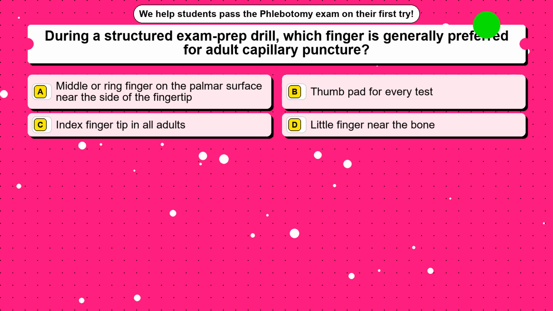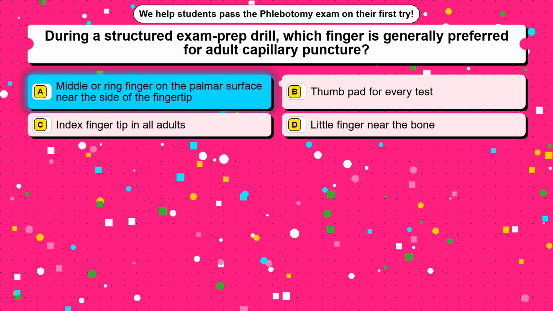Question 89. During a structured exam prep drill, which finger is generally preferred for adult capillary puncture? Option A. Middle or ring finger on the palmar surface near the side of the fingertip. Option B. Thumb pad for every test. Option C. Index fingertip in all adults. Option D. Little finger near the bone.